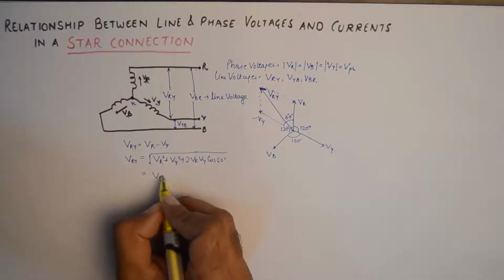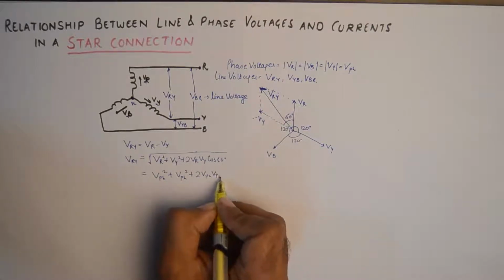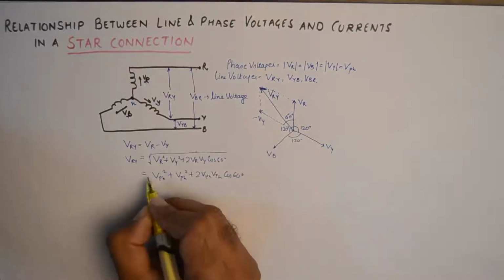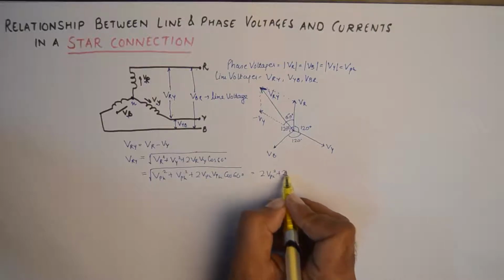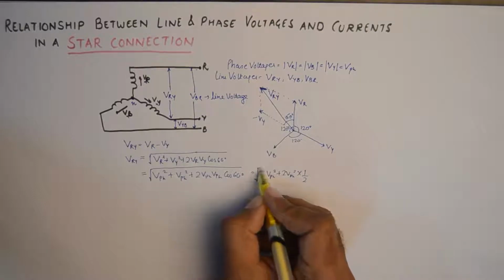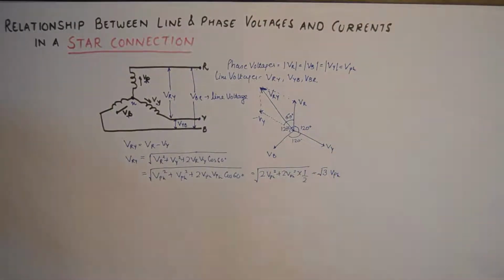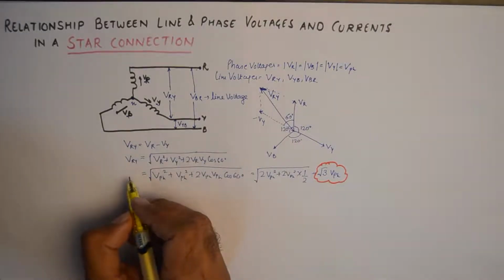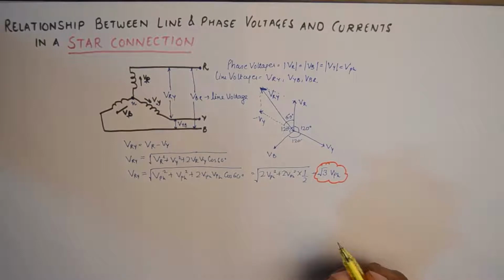And we know this is phase voltage, this is also phase voltage, twice of phase voltage, and cos of 60 degrees under root. This will become twice V phase voltage square plus twice V phase voltage square into 1 by 2. So it is going to be under root of 3 VPH. And this is a super important relationship. So my line voltage VRY is equivalent to under root 3 times the phase voltage. The line voltage in star connection is greater than the phase voltage by an amount of under root 3.